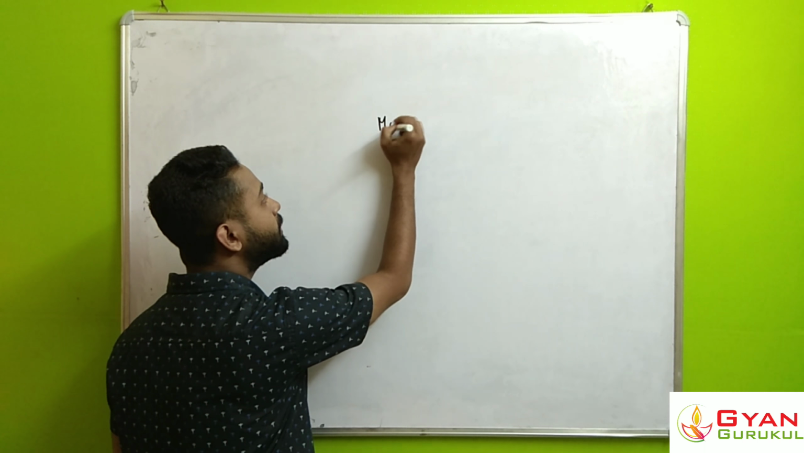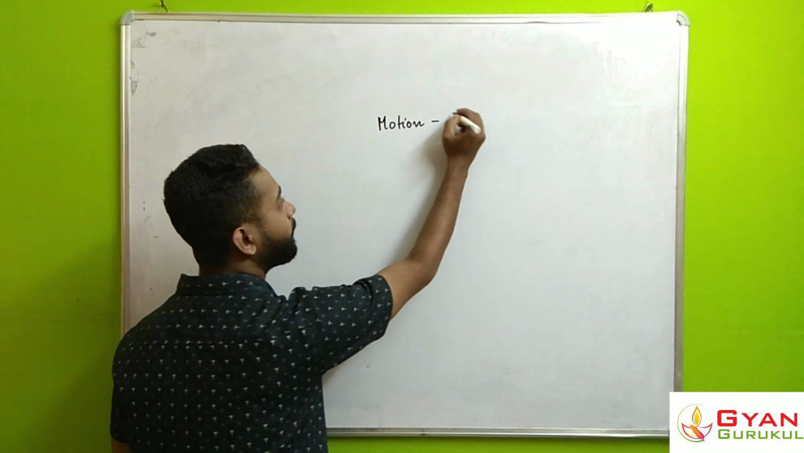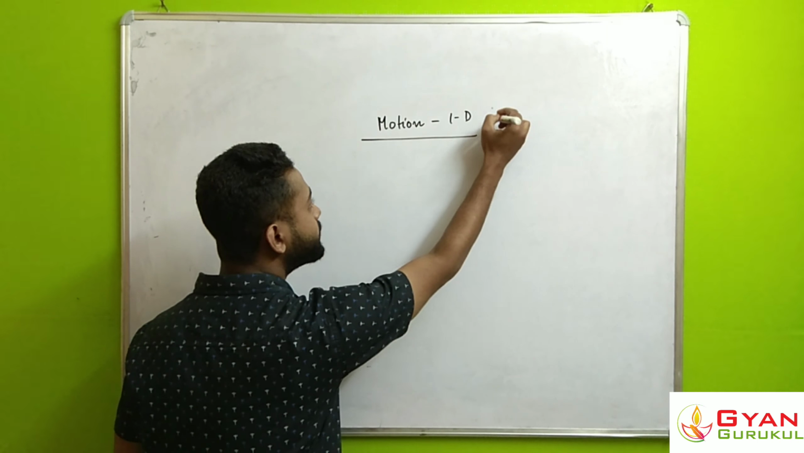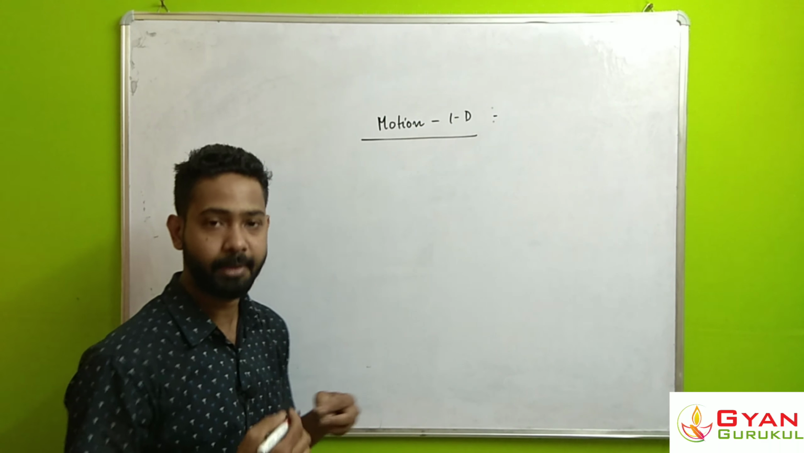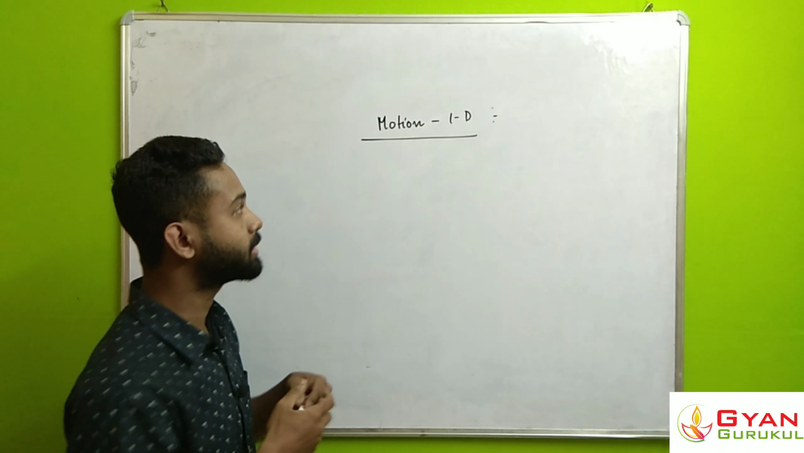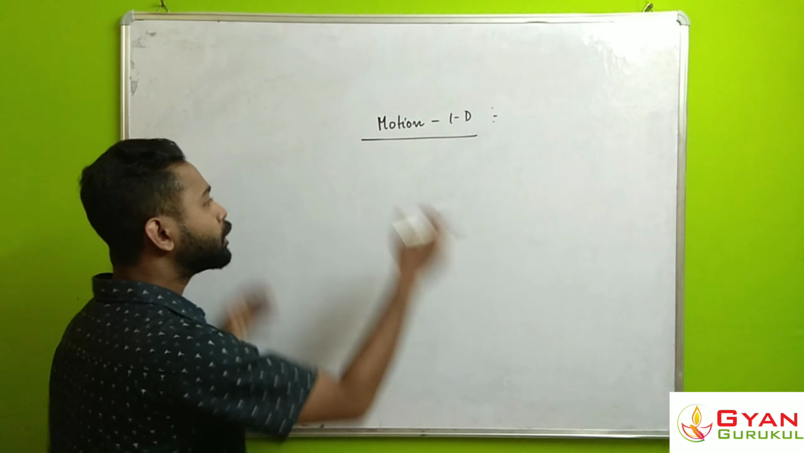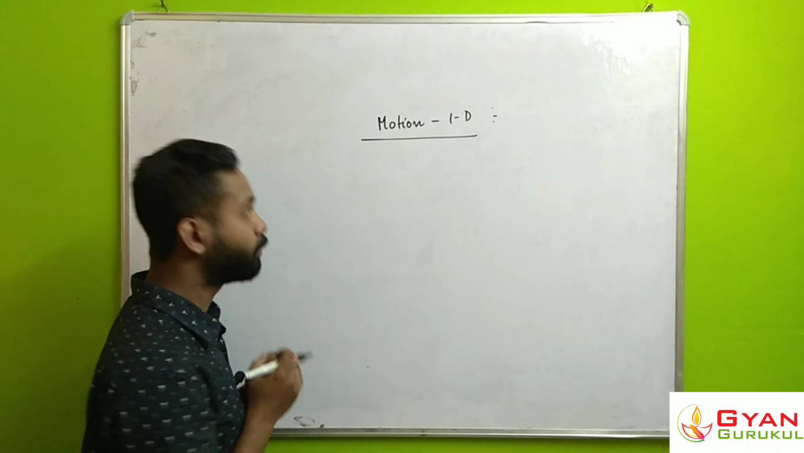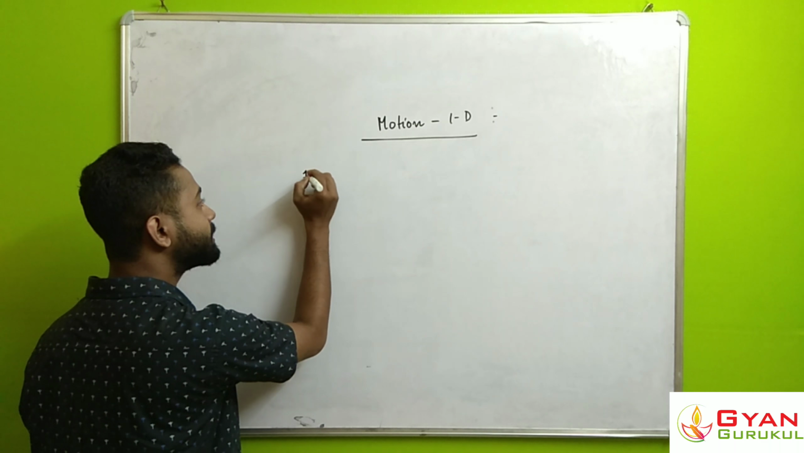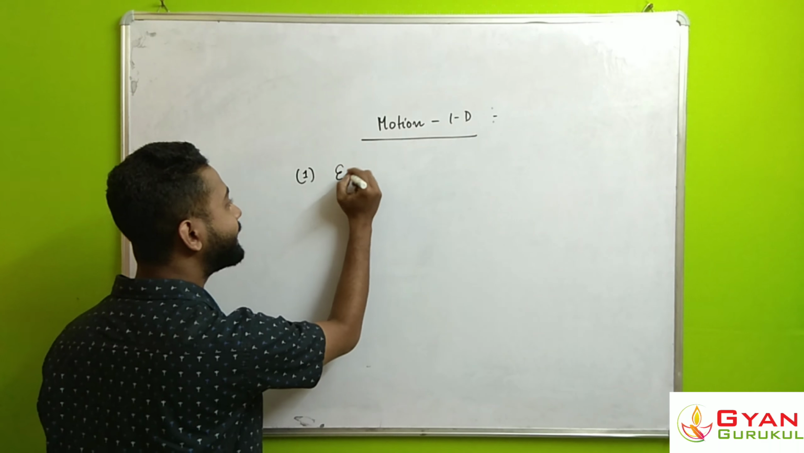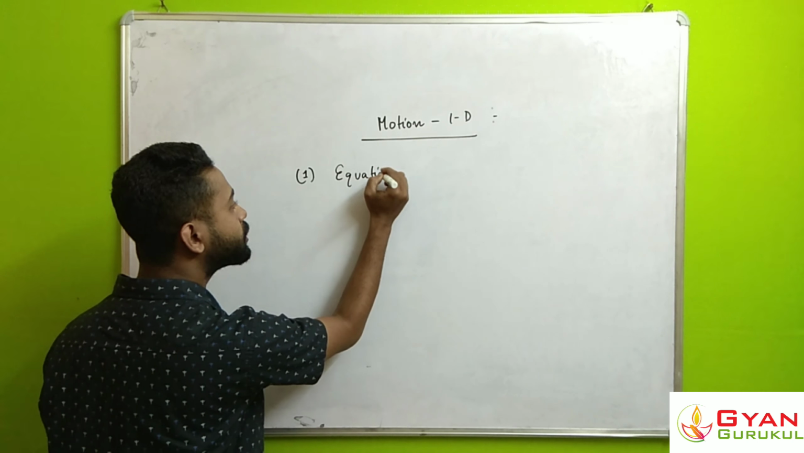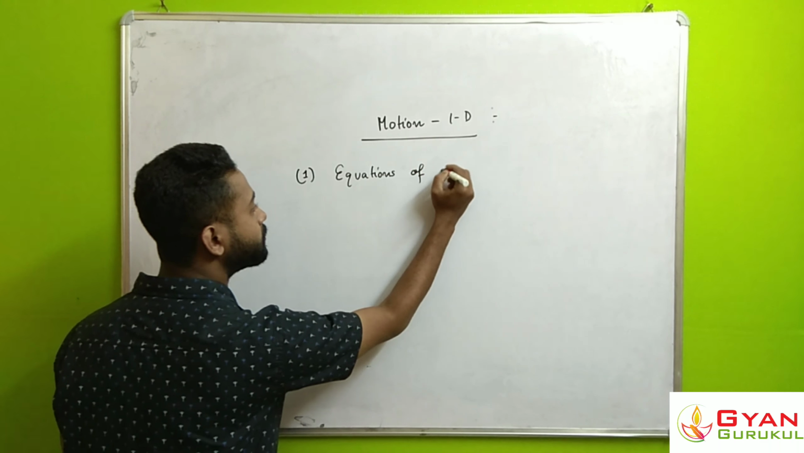So the chapter motion is actually divided into two parts, motion in 1D and motion in 2 dimensions. Motion in 2 dimensions will be discussed later once you are done with motion in 1D. In motion in 1D, first of all, we have to segregate the chapter topic-wise. First we will put emphasis on a topic that deals with equations of motion.